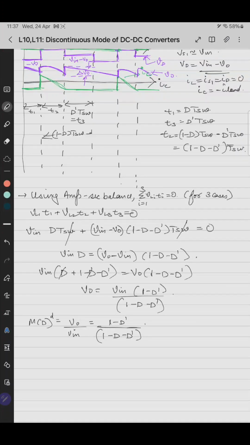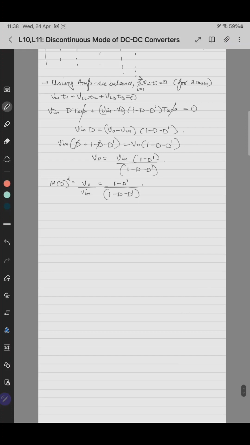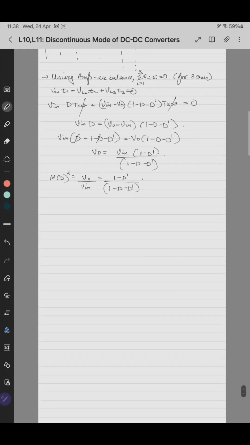So now we have to replace the D dash in terms of known parameters. For replacing D dash, we'll let VL be L dIL by dt. This we can break into 3 terms: VL equals V in for T equals T1, VL is V in minus V naught for T equals T2, and VL is 0 for T equals T3.